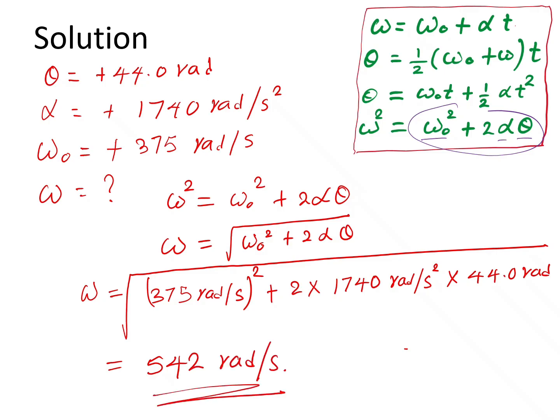When you take a square root, you can get both positive or negative values. In this case, we select the positive value because the blades are spinning in the positive direction and speeding up. So the final angular velocity is greater than the initial angular velocity, which also matches the physical situation. The final angular velocity is positive 542 radians per second.